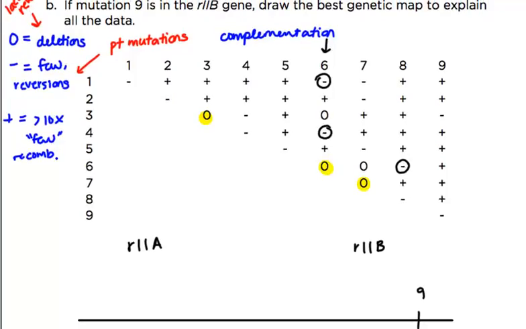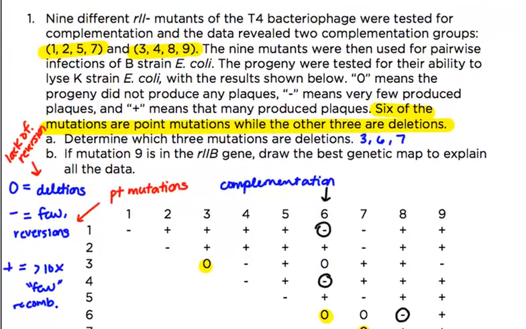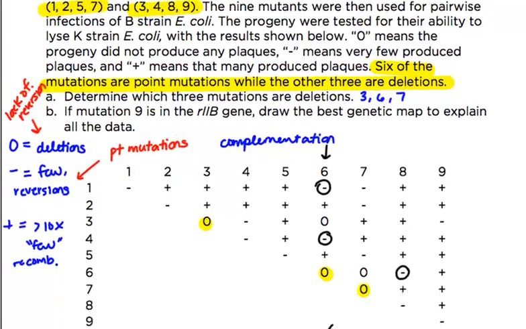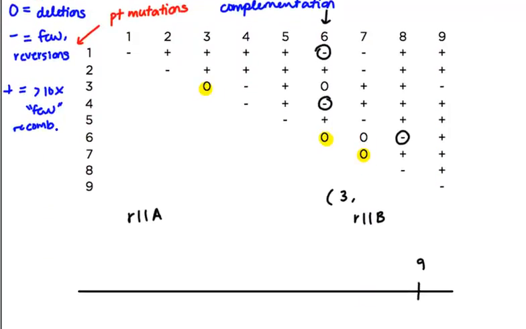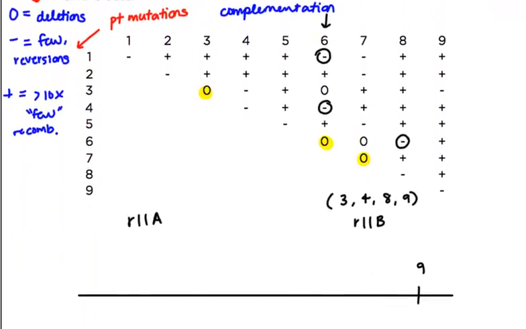Now, just to recap, if 9 is in R2b, from the complementation pairs, we also know that 3, 4, and 8 must be in R2b. And therefore R2a must be 1, 2, 5, and 7.